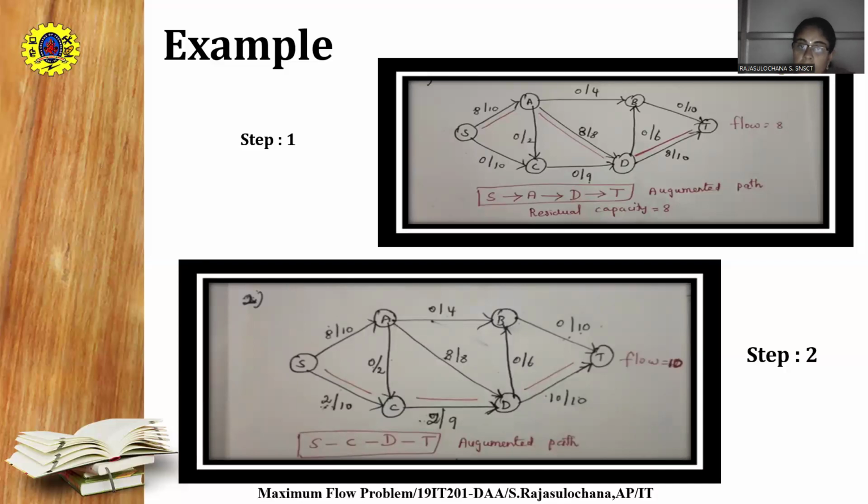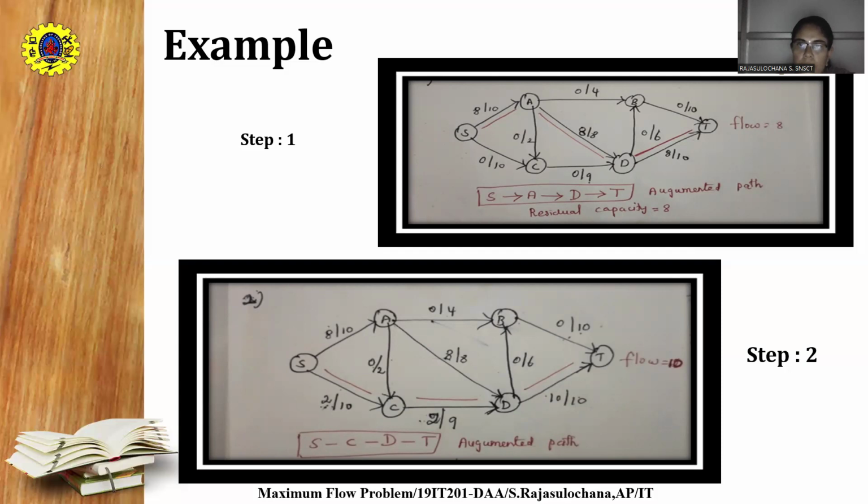From D to T, the initial capacity was 10, but we already have a flow there which is 8. So the remaining capacity is 2. So of these three, 10, 9 and 2, the minimum capacity is 2, which has to be chosen as the flow. So I'll be adding 2 to each of the flow of the augmenting path edges.